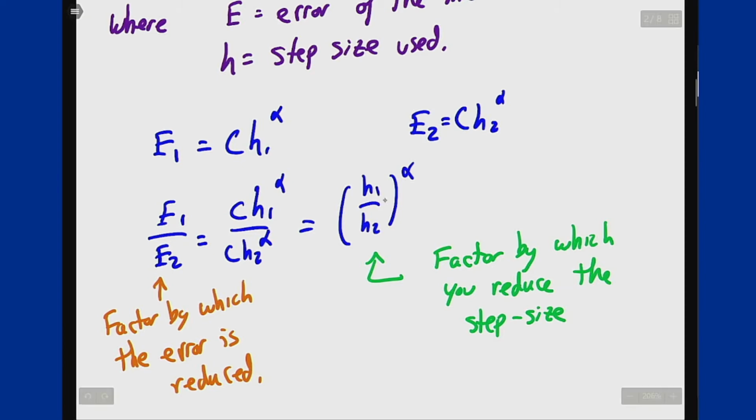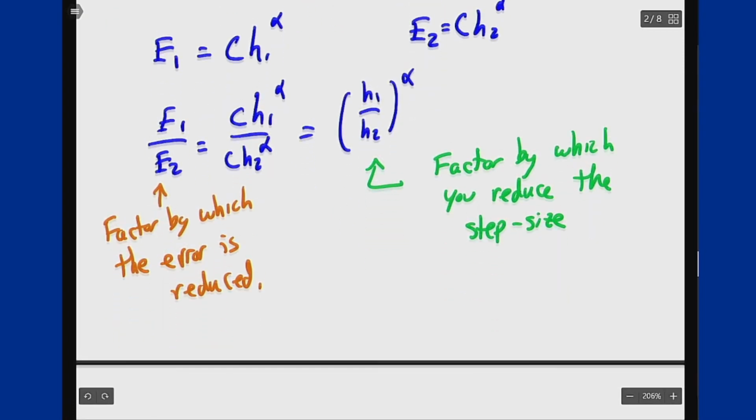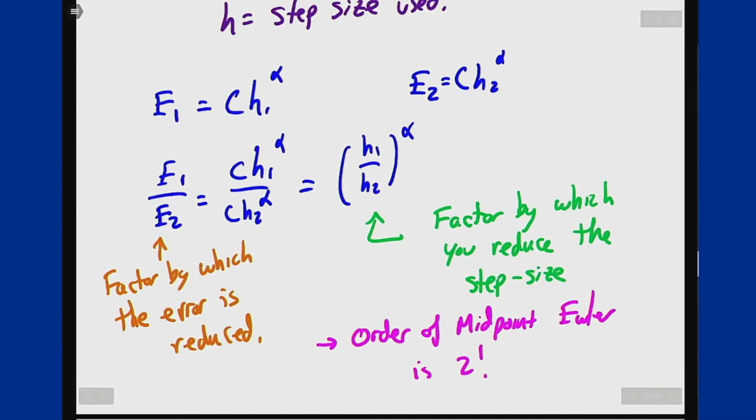But if I cut the step size by a factor of 2, which we did in our example, the error dropped by a factor of 4. That means this alpha should be 2, because 2 squared is 4, or 1/2 squared is 1/4, depending on how you want to picture the setup here. This means that the order of this method should be 2, which it should be, and that's great.